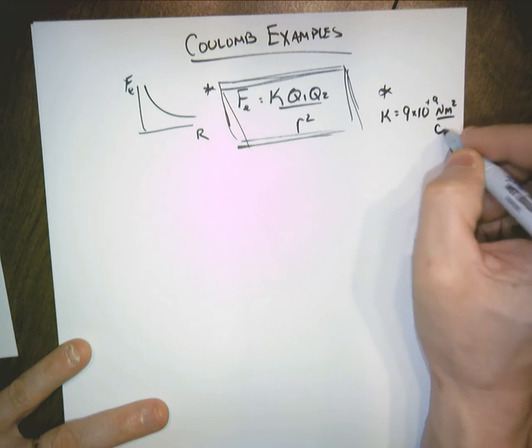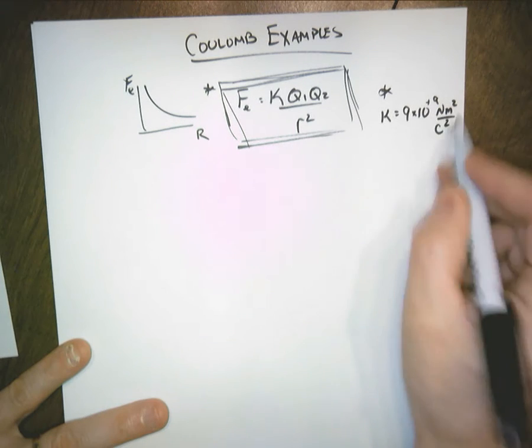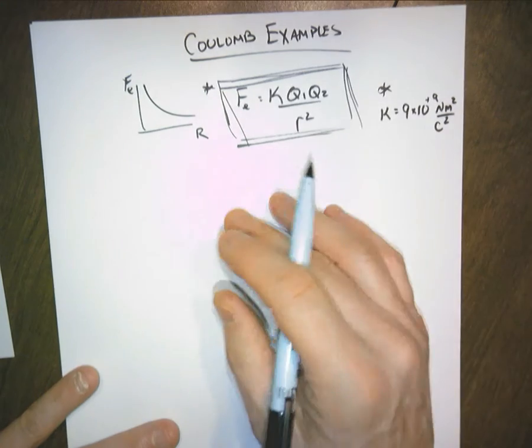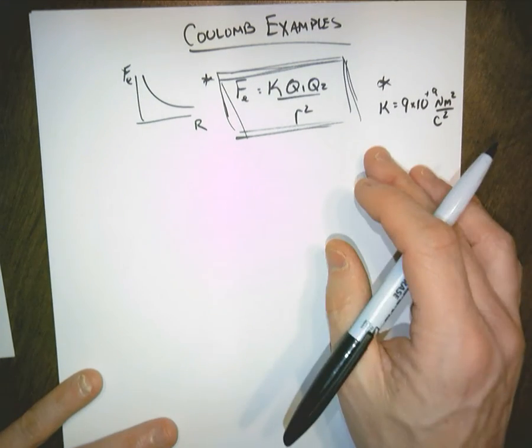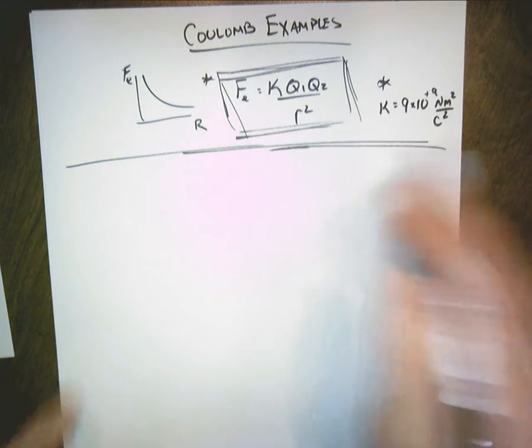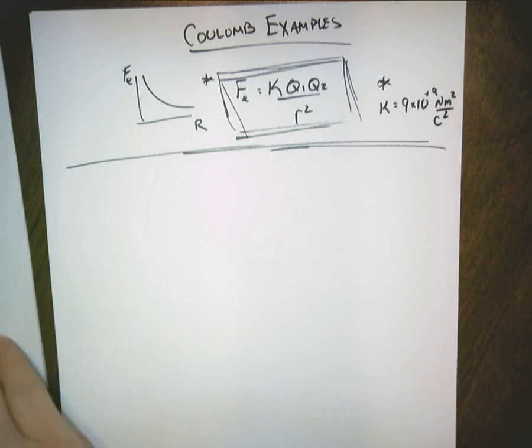Newton meters squared per Coulomb squared. I wrote that down. That is on the equation sheet. And so there you have it. Okay? This is what we're going to do examples on. So, let's do the quick yawner.